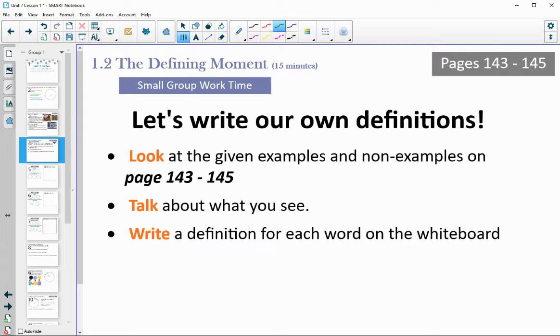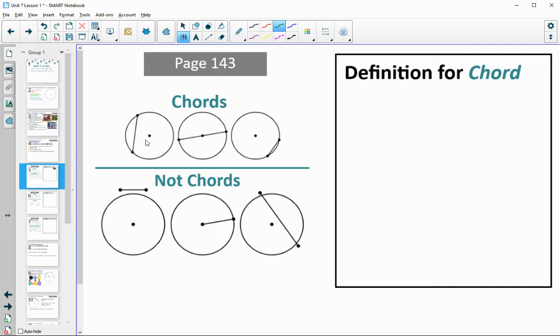Activity 1.2, so you're going to end up writing your own definitions. Obviously, if you're doing this at home, you'll be doing it by yourself, but you should work on writing your own definitions. They are on page 143 to 145. You're going to see some different examples and non-examples. So on page 143, you're going to be working on chords and writing a definition of chords. So look at the chords and the not chords.